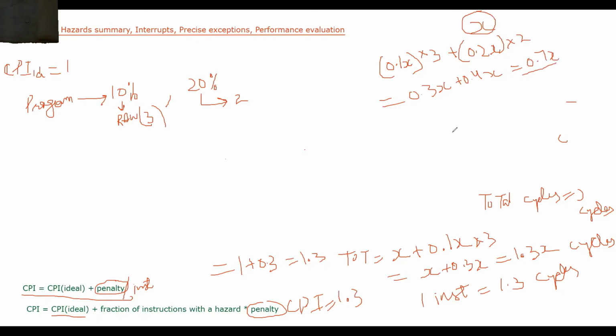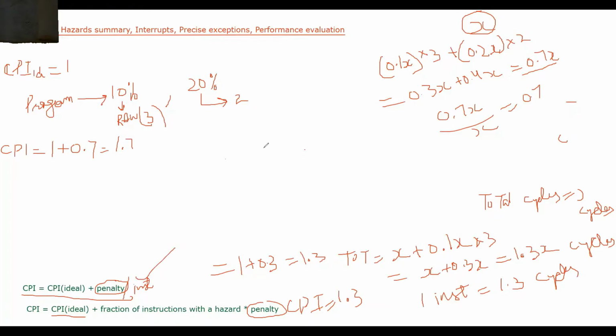And per instruction, what will be the penalty? 0.7X divided by X. That will be equal to 0.7. So 0.7 will be per instruction. So let's write CPI. CPI will be equal to CPI ideal. What is CPI ideal? 1 plus penalty per instruction. What is penalty per instruction? 0.7. So CPI will be equal to 1.7. So this is when we are using this particular equation.